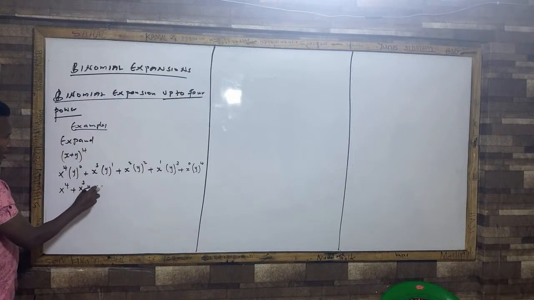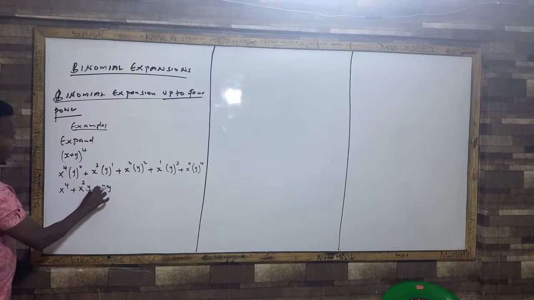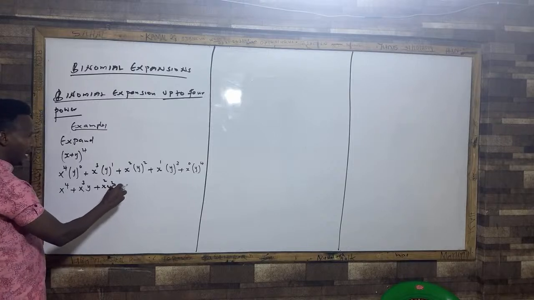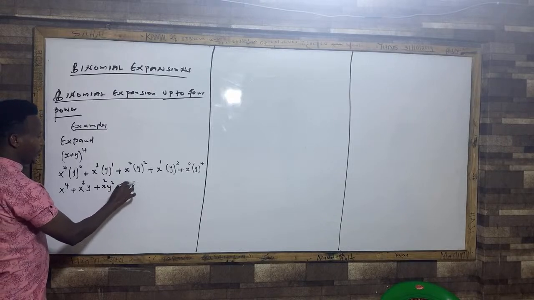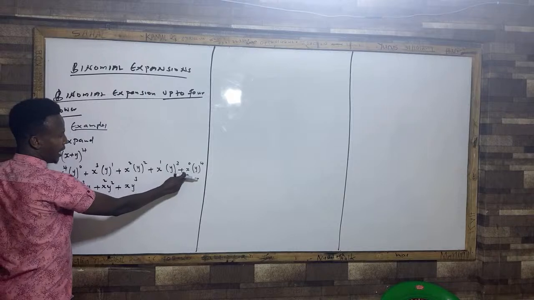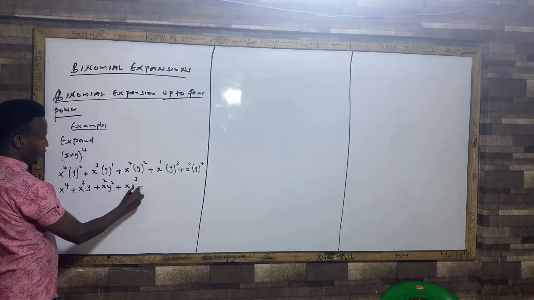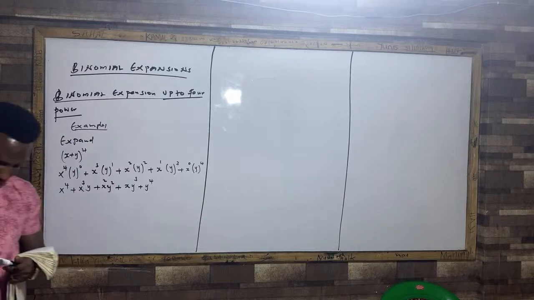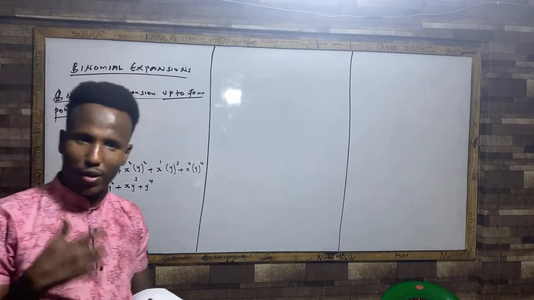Plus again, okay? Plus x squared y squared. Plus again, we'll have x alone y power 3. Then here, x power 0 is 1, so we'll have y power 4. This is not the end, guys. Binomial is very, very welcoming.